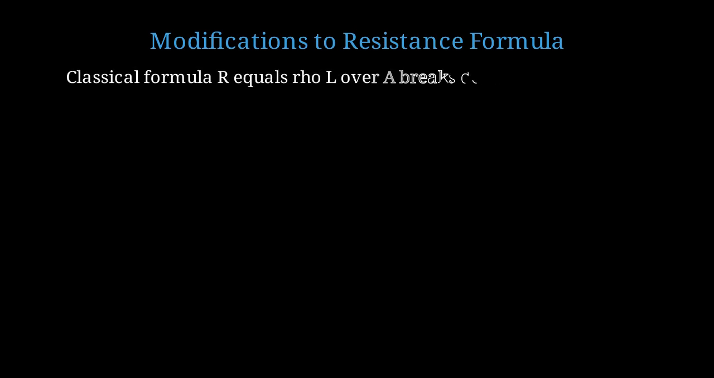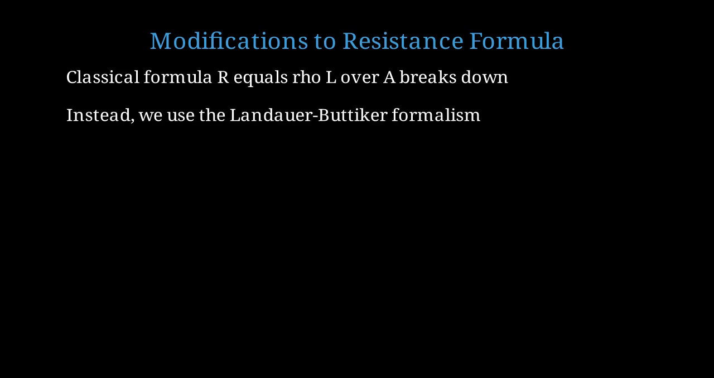Now let's discuss how reduced dimensions and ballistic effects modify the resistance formula. The classical formula R equals rho L over A breaks down completely in the ballistic regime. Resistance is no longer proportional to length, and the concept of resistivity becomes ill-defined. Instead, we must use the Landauer-Büttiker formalism, which relates conductance to quantum mechanical transmission probabilities through the device.